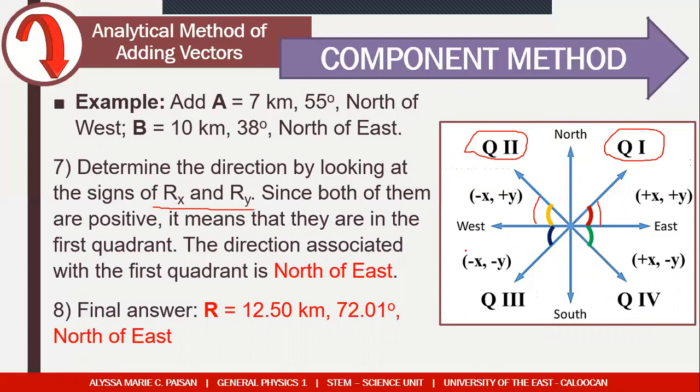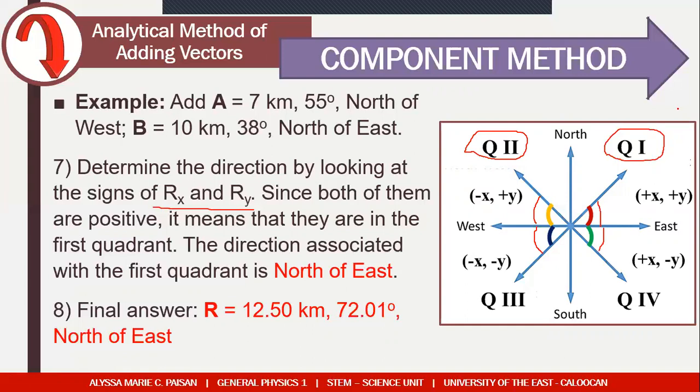Next, if your r sub x is negative and your r sub y is also negative, it means the resultant vector is located at the third quadrant and the direction associated with it would be south of west. And lastly, if your r sub x is positive and your r sub y is negative, the direction associated with that would be south of east because it is on the fourth quadrant. That is if the angle is not equal to 45 degrees. If it's equal to 45 degrees, automatic.